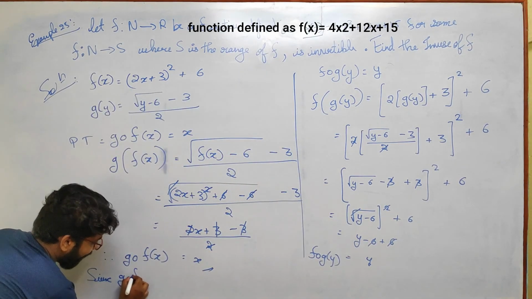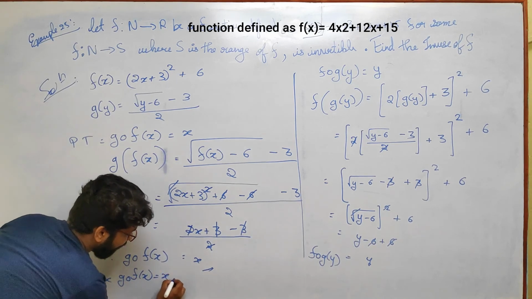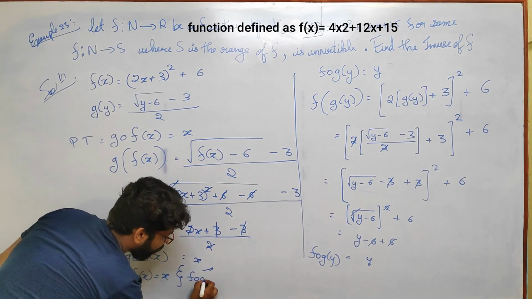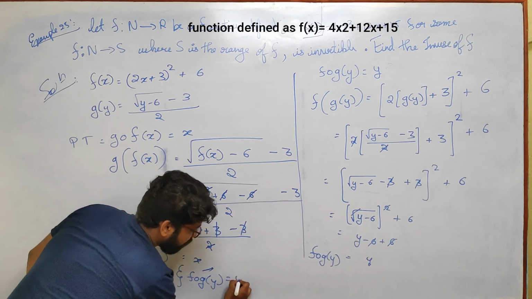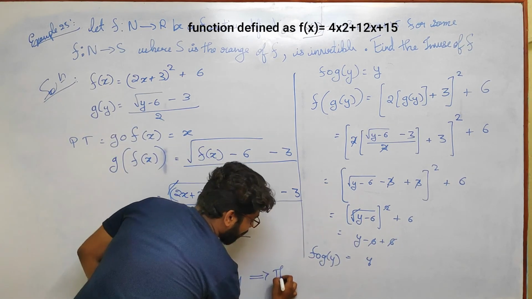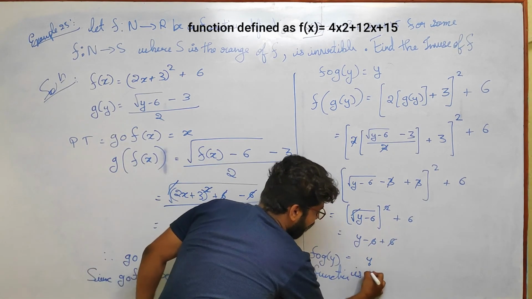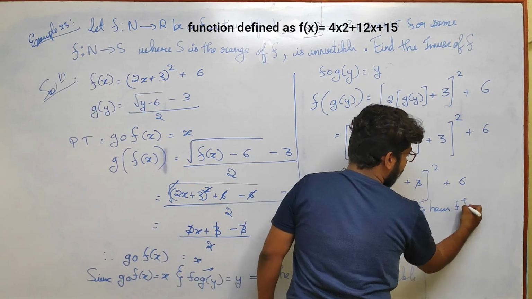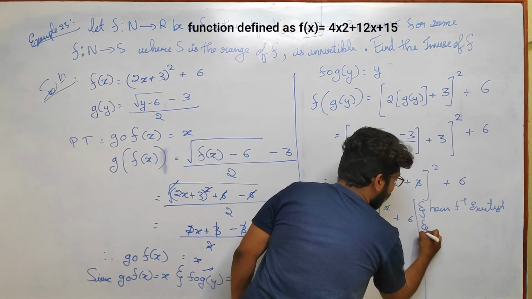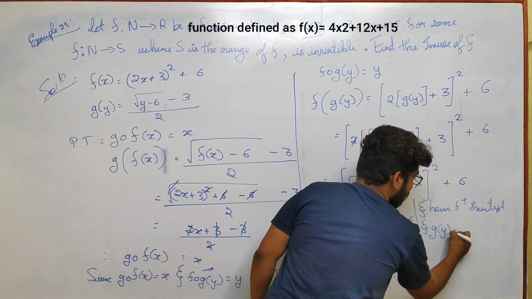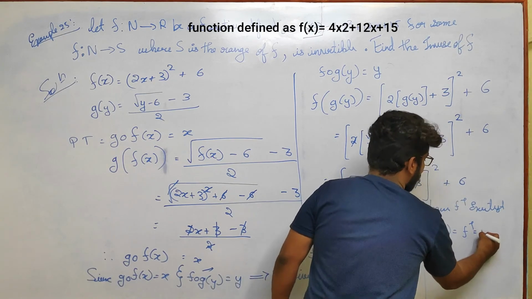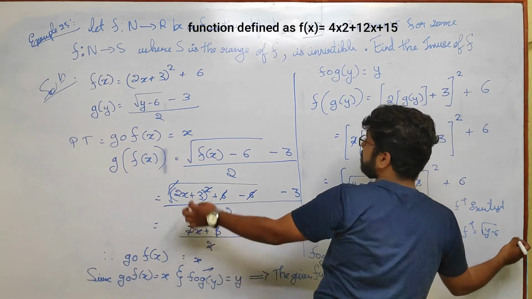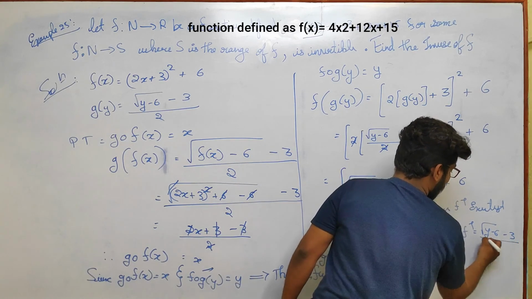Since g of f of x is equals to x and f of g of y is equals to y, which implies that the given function is invertible and hence f inverse exists, and g of y is equals to f inverse is equals to root of y minus 6 minus 3 divided by 2.